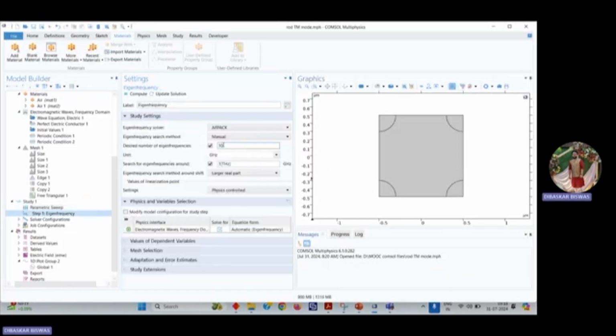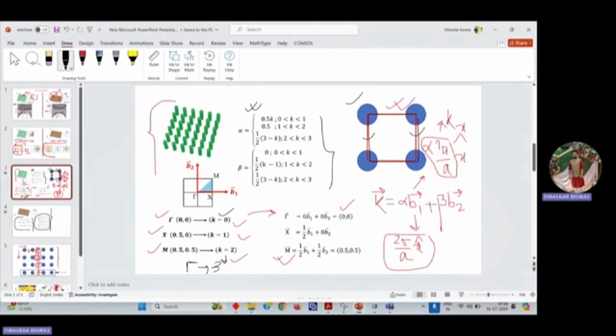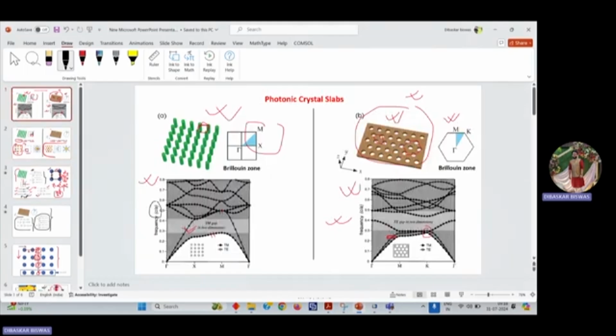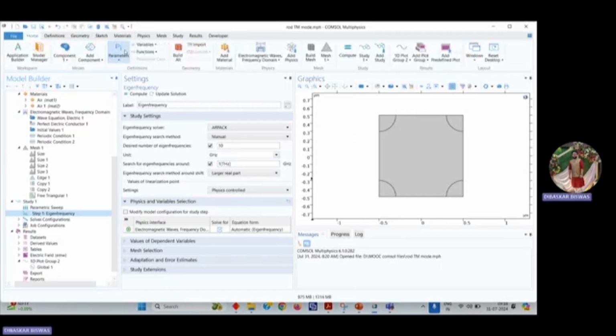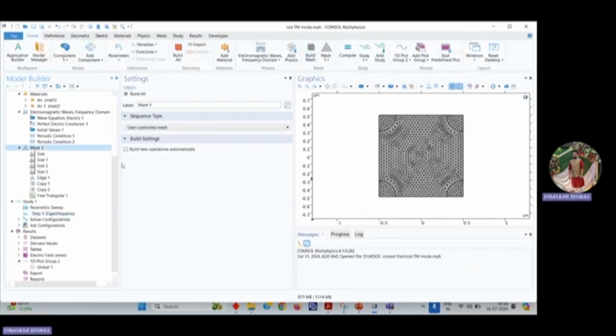Then for eigenfrequency, you take 10 or maybe less than that. Then you search for eigenfrequencies around 1 terahertz, and keep it as larger real part. 1 terahertz, because if you see the band diagram, the frequency is in terms of c by a. A is your 1 micrometer, that is 10 to the power minus 6, and c is 10 to the power 8. So the value of frequency is of the order of 10 to the power 14, that is hundreds of terahertz. That's why, typically, we search for eigenfrequencies around 1 terahertz. Okay, and then you click build all, then build mesh, and hit compute.